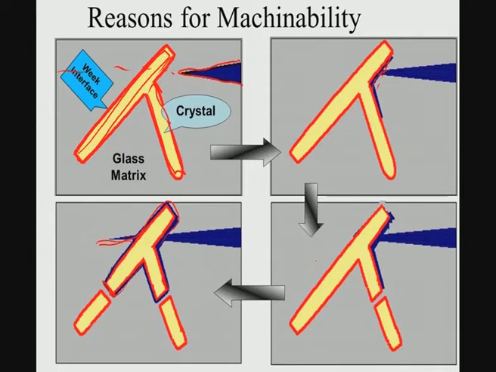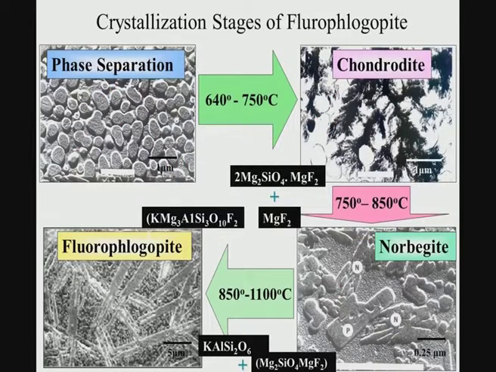So, the more the resistance to the crack propagation through the specific crystal arrangement in this glass matrix, the better will be the machinability. Now, if a material can be fractured very easily by the propagation of cracks, you cannot give a particular shape to this material, simply because you do not have any control over the way this crack will propagate through this microstructure.